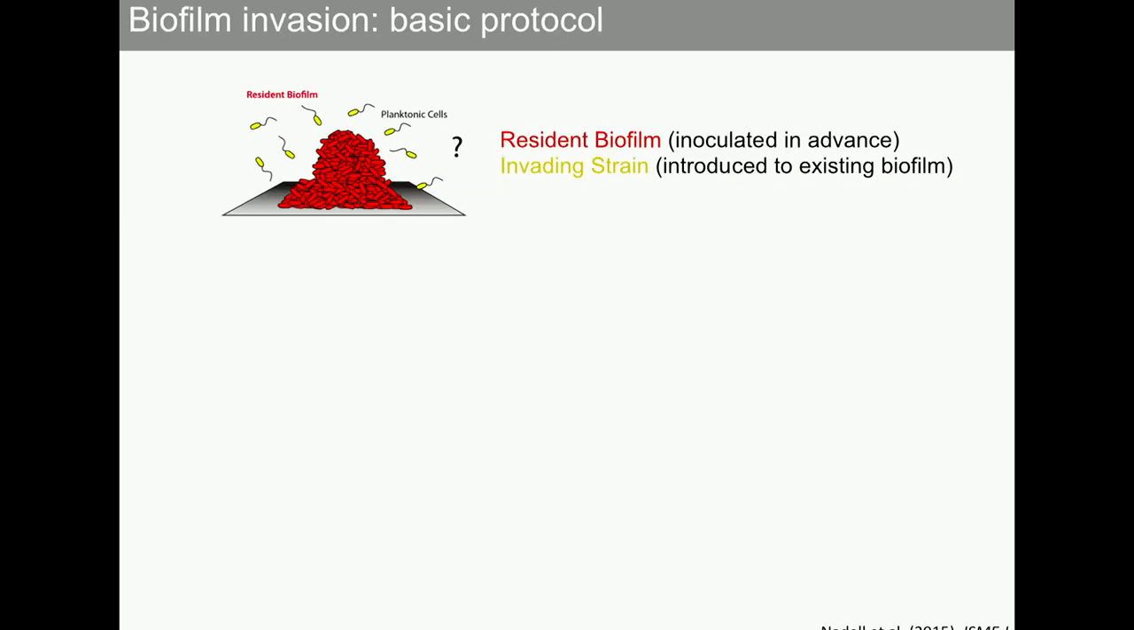OK, so a quick rundown of what this experiment looks like. This is the vocabulary I'm going to use. So I have a resident strain. This is the biofilm that was grown in advance, and an invading strain, which is introduced after the fact.